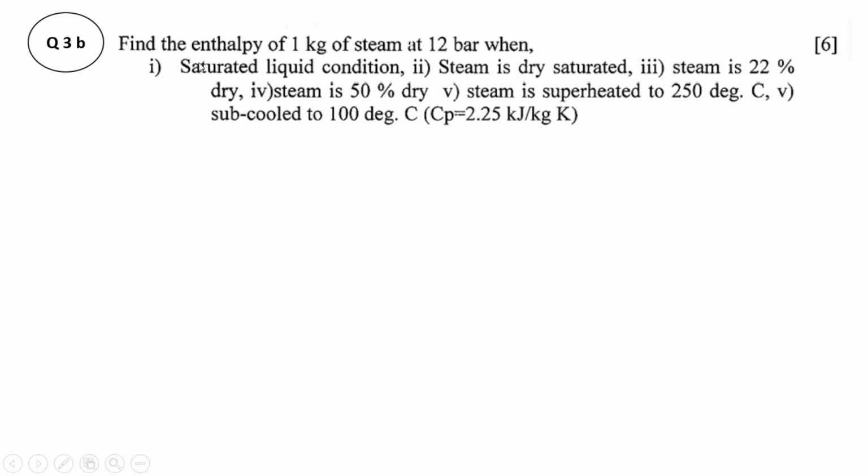The first condition is saturated liquid condition. Second one, when the steam is dry saturated. The third one, when the steam is 22% dry. Next condition is steam is 50% dry. Then steam is superheated to 250 degree centigrade, and last condition is it is subcooled to 100 degree centigrade, and the specific heat of superheated steam is given as 2.25 kilojoule per kg Kelvin.